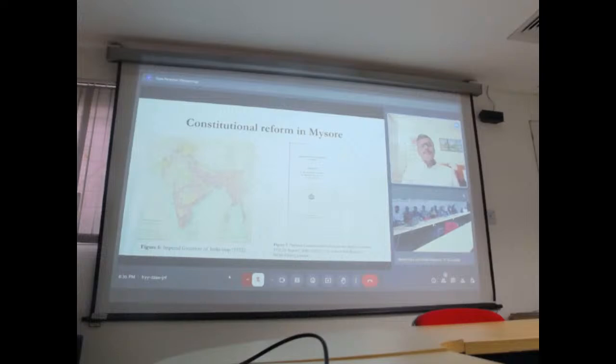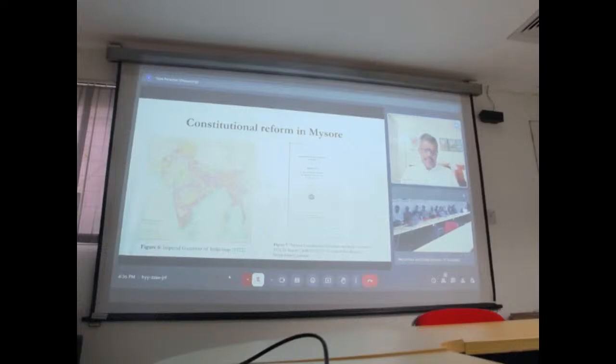So essentially, Mysore is compelled to undertake some constitutional reform in the early 1920s, and B.N. Seal, who has by then moved to the University of Mysore to take up the post of Vice Chancellor, is asked to serve on the committee that is appointed to propose a set of constitutional reforms.